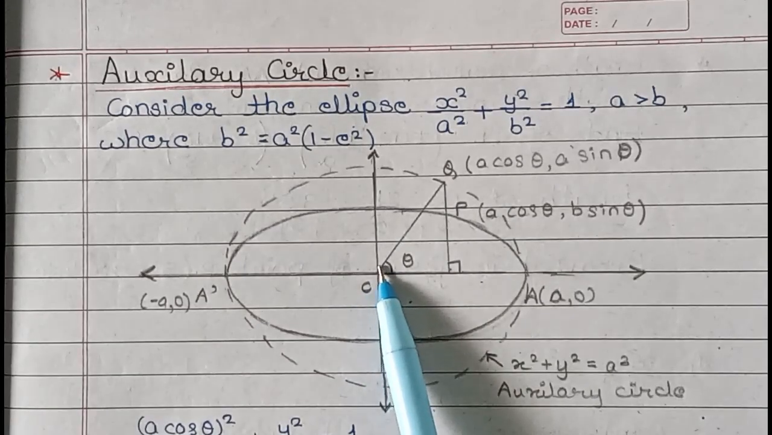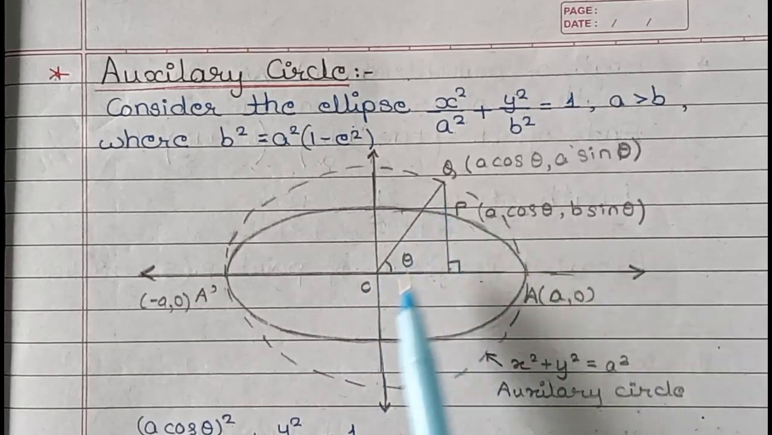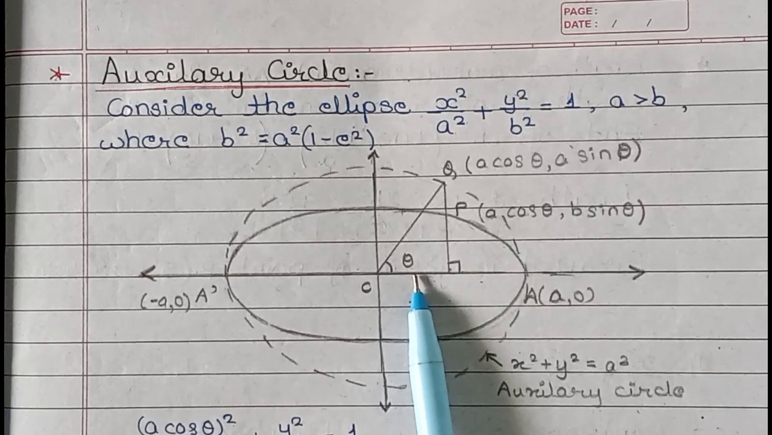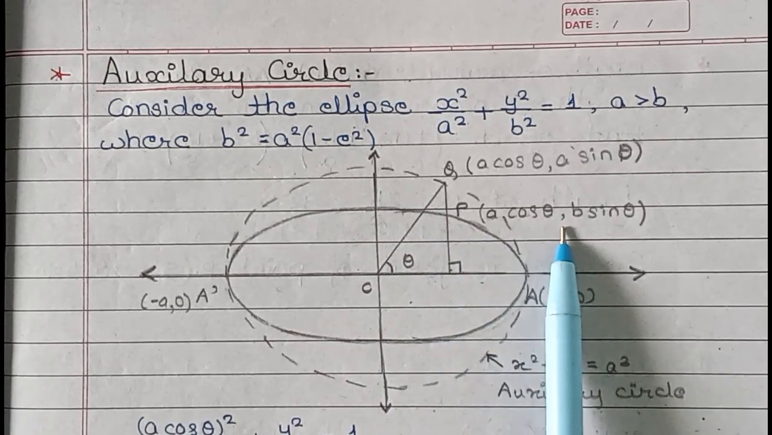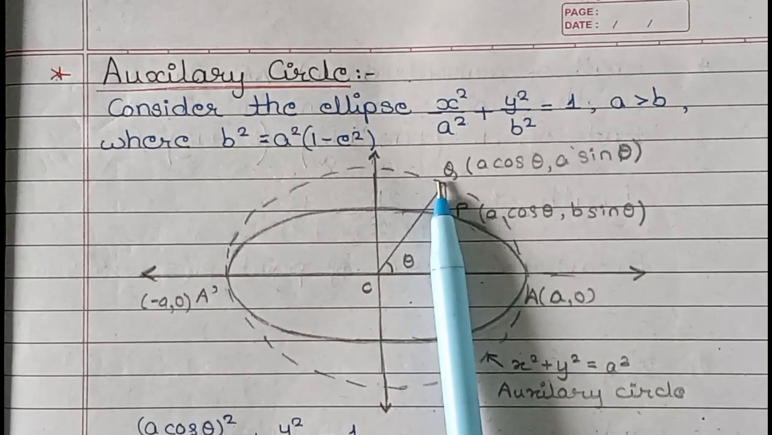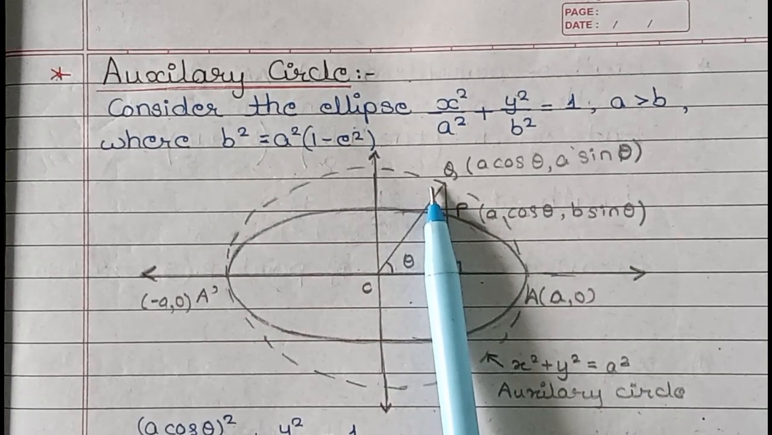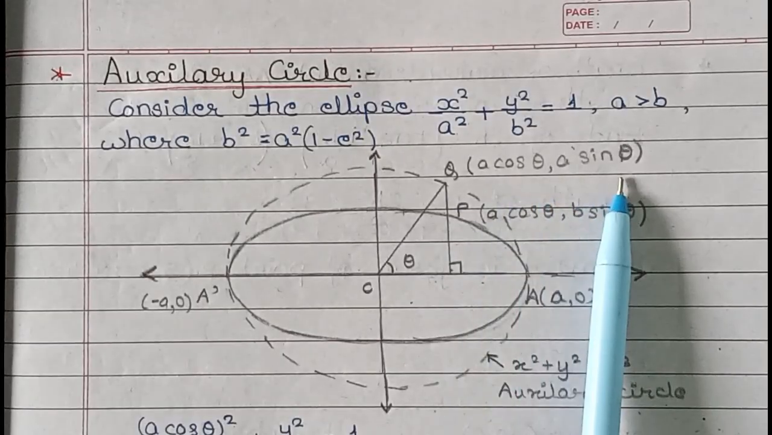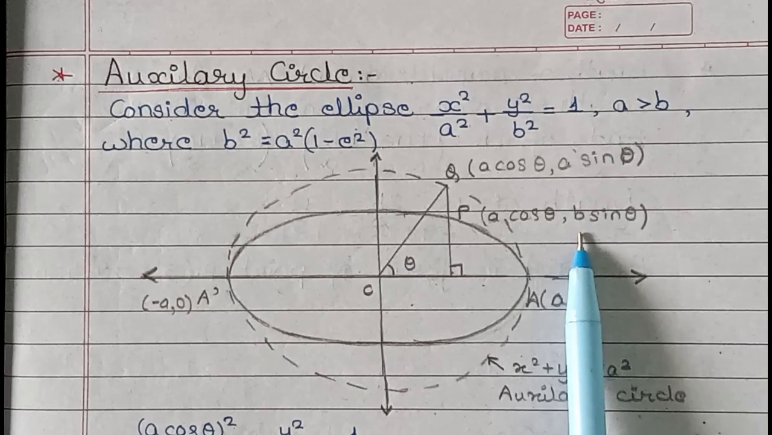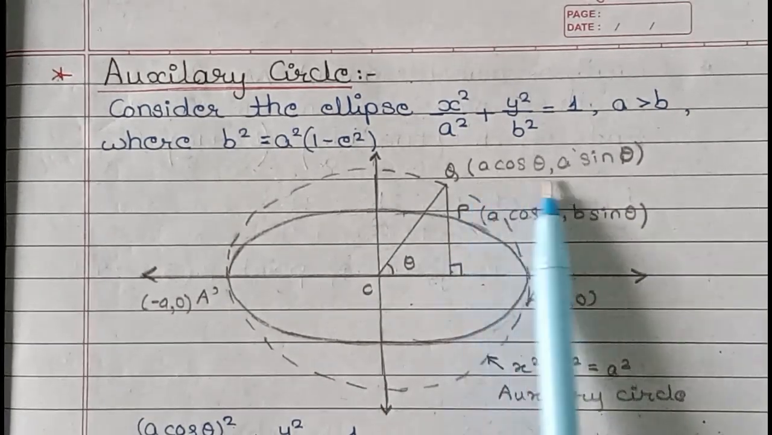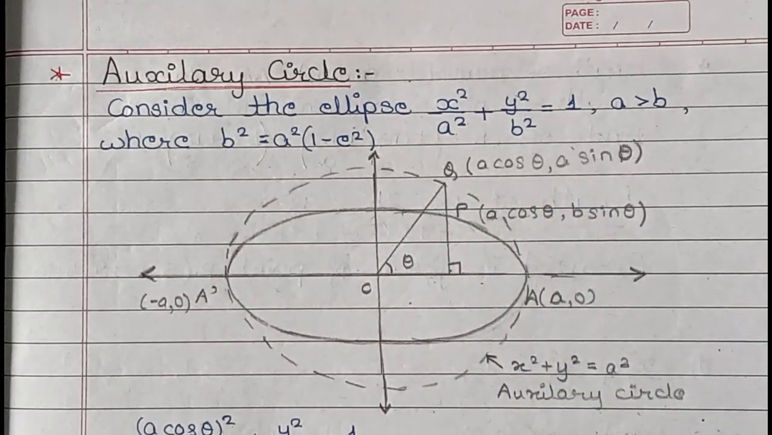Here we will connect this line and let it subtend an angle theta. So the point P, general point on ellipse, is written as a cos theta and b sin theta, and the point Q on this circle, any general point, is written as a cos theta and a sin theta. In ellipse there are two radii, so a and b will be there, but in circle the radius is same, so a and a will be there. Remember that circle is a special type of ellipse which has equal radii. It means that a is equal to b.